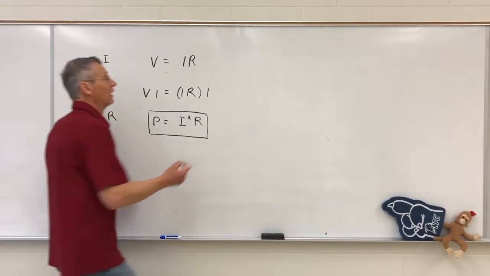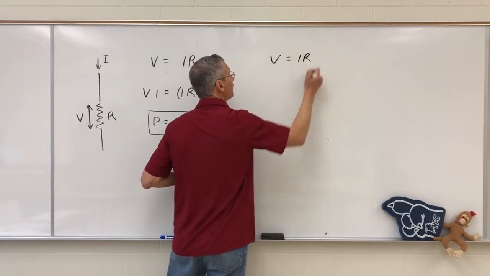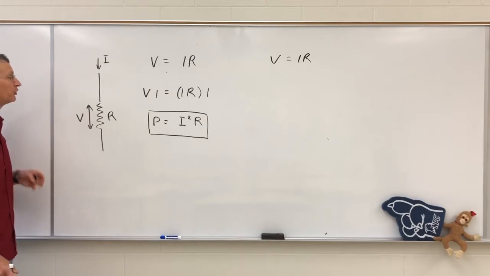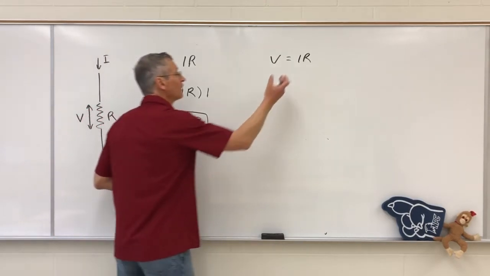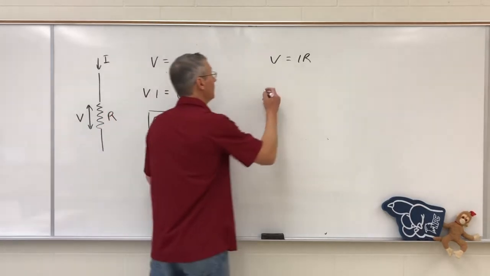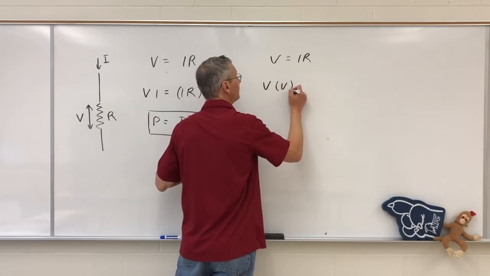Okay, let's have a little more fun with this. We're going to start off with exactly the same thing. Ohm's law: the voltage drop across a resistor is equal to the current through it times the resistance itself. This time though, just because we can, let's multiply both sides by V.